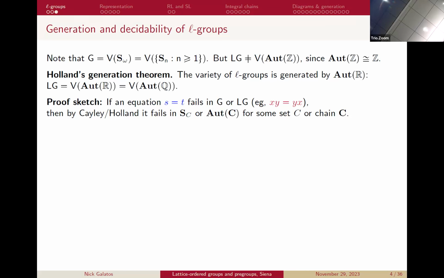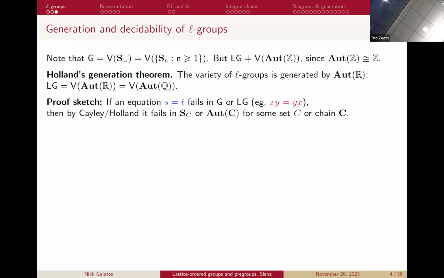Okay, so let's prove those two results, the generation theorem for L groups and the generation theorem for groups, because they have exactly the same proof. So this is how you do it. Essentially, what you have to show is that if an equation fails in the variety, it will fail in the generating algebra, the proposed generating algebra.